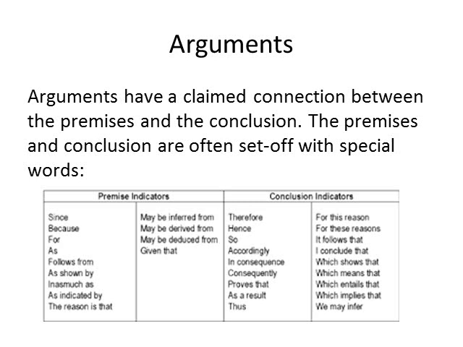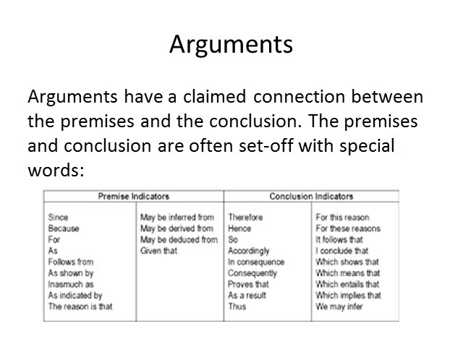So premise indicators are words like since, or because, or for, or as, or follows from, or is shown by, or inasmuch as, or is indicated by, or the reason is that, or may be inferred from, or may be derived from, or may be deduced from, or given that. Obviously, this isn't an exhaustive list. There are other ones. But when you see one of these, that's good evidence that you have a premise. We'll get better at recognizing premises and conclusions as we go through the lecture and look at some examples.